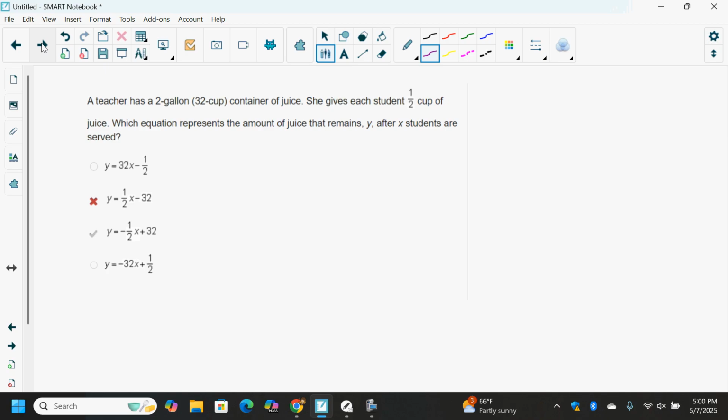All right, a teacher has a 2-gallon, 32-cup container of juice. She gives each student 1/2 a cup of juice. Which expression represents the amount of juice that remains, y, after x students are served? So the reason that the one that you chose is incorrect is because it's got to be the negative 1/2 x, because it starts with 32 cups and she's giving away a 1/2 cup. We want to know how much juice remains, so we're subtracting, so it's got a negative slope.